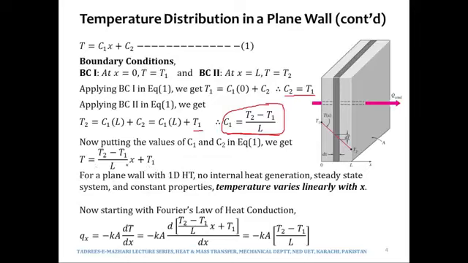So this is the temperature distribution in a plane wall if it is one-dimensional heat transfer, if there is no internal energy generation in the wall, if the thermal conductivity is a constant property, meaning the material is isotropic, and if the system is working under steady state conditions. And you can see that T is in fact a linear function of x, because T2, T1 and L are constants.